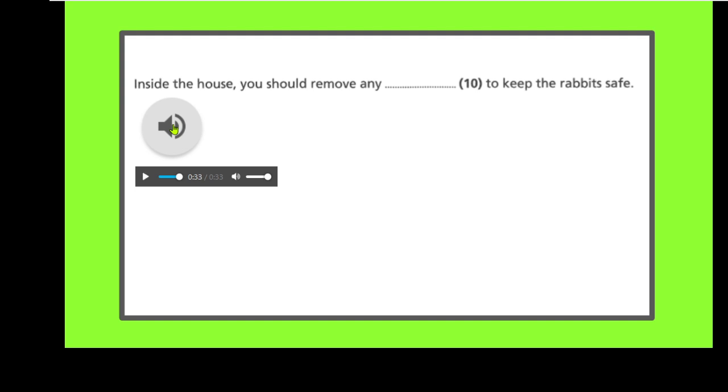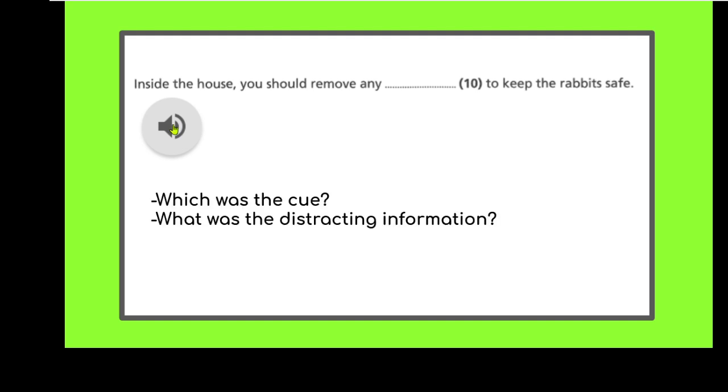Okay, now it's time to answer 2 other questions, and please answer them on your notebook as well. If you didn't write your answer for this sentence on your notebook, please do it now. So which was the cue? Which was this little phrase that actually told you that your answer was about to be mentioned? And what was the distracting information? If you're not really sure, I'm going to play the audio once more so you can actually answer these questions.